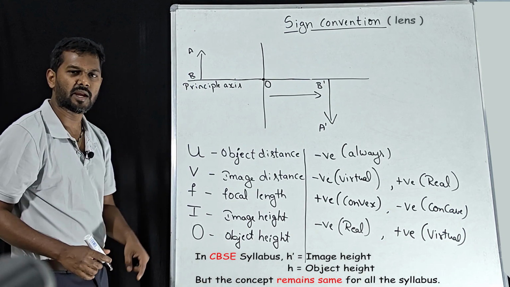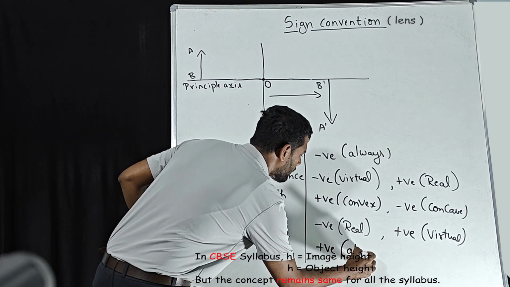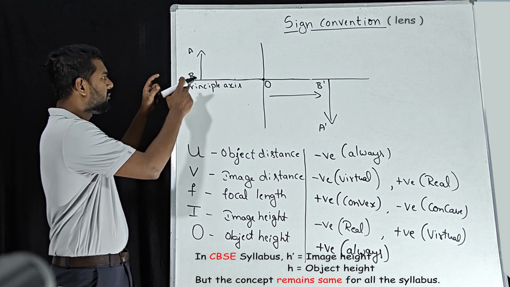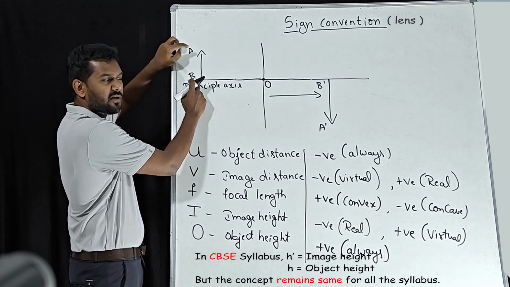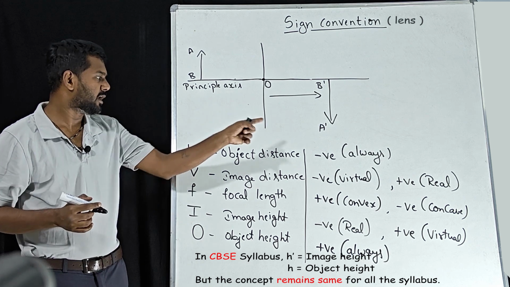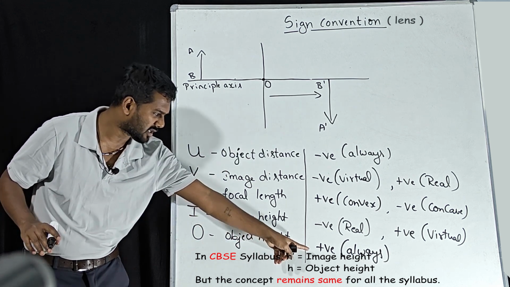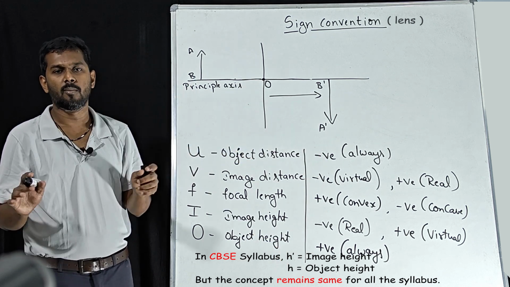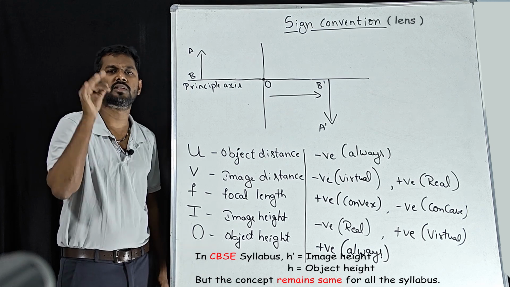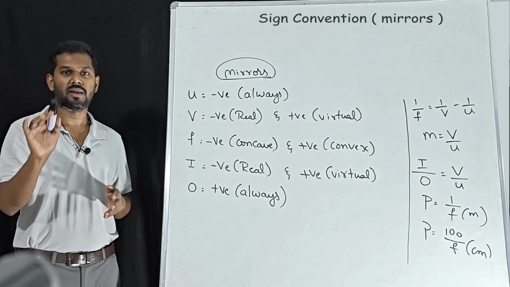Next, object height is always positive. Why? Because object height means from the principal axis to this point, so it is in the upward direction. Object height is always positive, and object distance is always negative, for both the lenses. So this is the sign convention. If you know this concept, aram se we can solve all the numericals. Till now we have understood the sign convention of lenses.